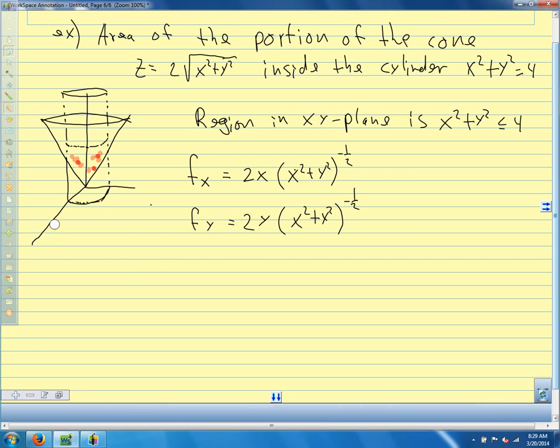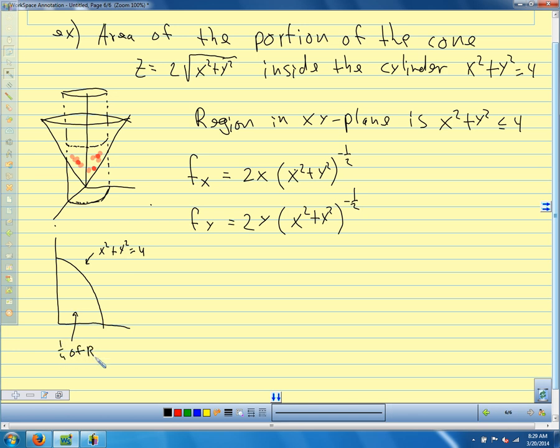And before we do this, I'm just going to draw down here quickly a sketch of the region in the xy plane. And this is 1/4 of our region. So what does our region suggest again? Polar coordinates, since our region is a circle. All right, so let's find our radical that we need to put into our double integral.